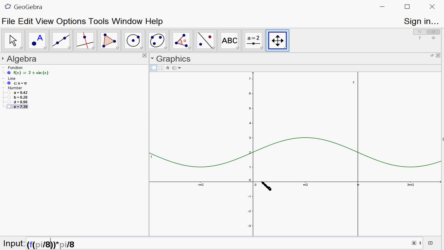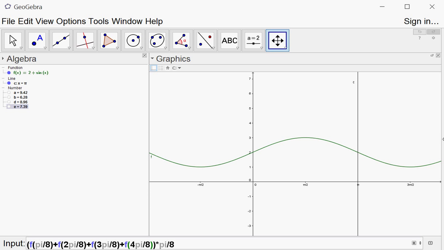Right. So that's the first one, and the next one would be f of 2 pi over 8. Right, next one would be f of 3 pi over 8, and next one is f of 4 pi over 8. Right, so that will be the first 4 rectangles.